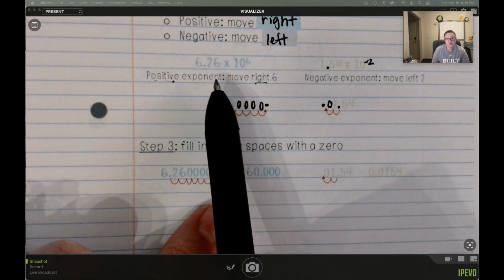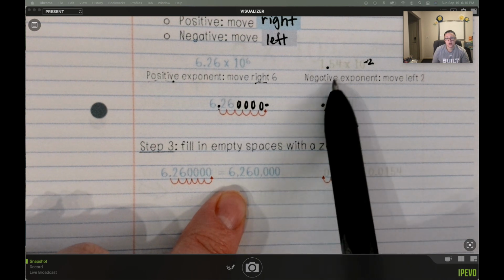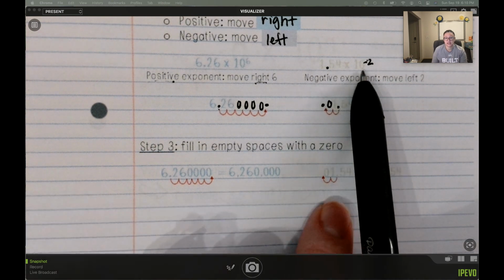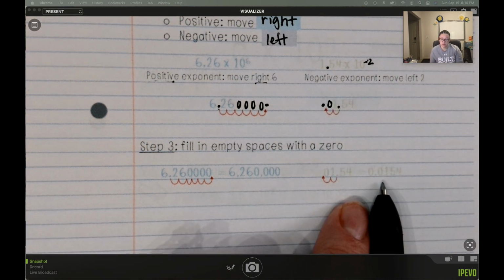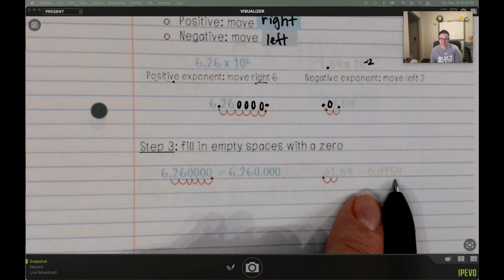So 6.26 times 10 to the 6th is equal to 6,260,000. 1.54 times 10 to the negative second is equal to 154 10,000ths.